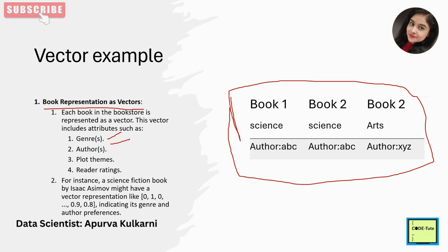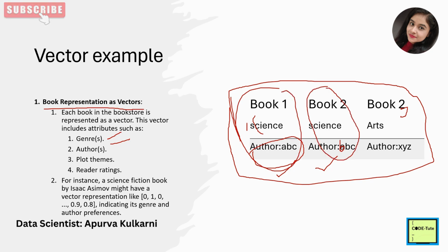So I have book 1, book 2, book 3. Book 1 is related to science and the author is ABC. Book 2 is related to science and the author is ABC. Book 3 is related to arts and the author is XYZ. If I just provide the author name ABC, it will give me book 1 and book 2. Even if the author name here is BBC, based on the similarity search, it will give me these two vectors as a result.